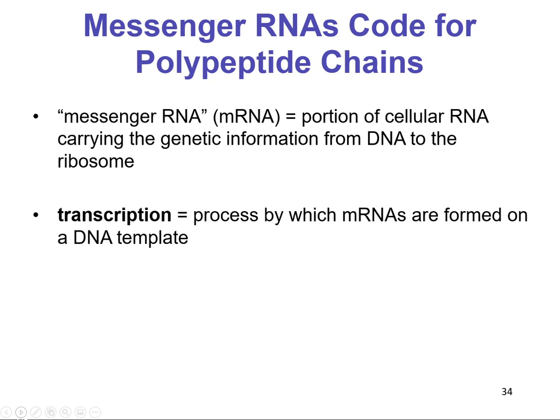Let's talk more about RNA, because RNA is really where you see a lot of these crazy structures. mRNA, the messenger RNA, is what helps to carry the genetic information from DNA to the ribosome. Transcription is what that process is called, and we'll talk about that later on in the course.